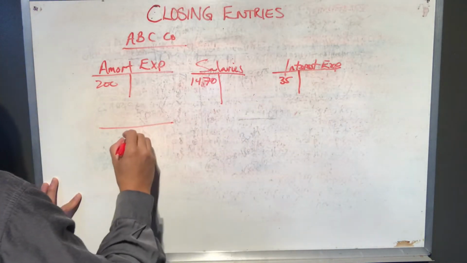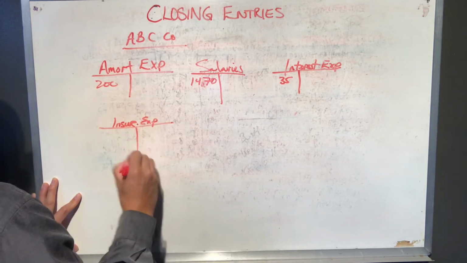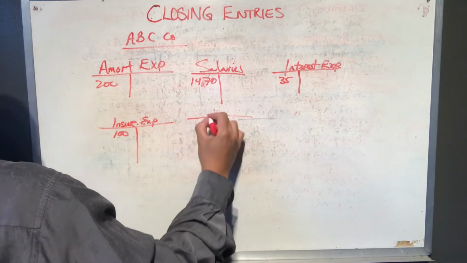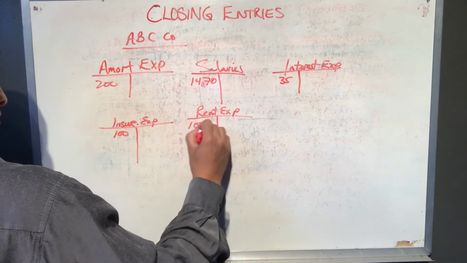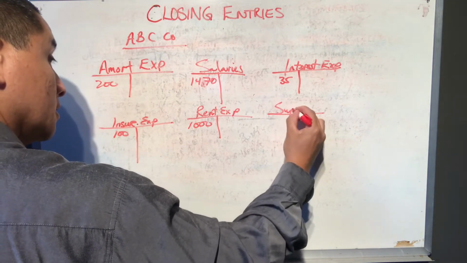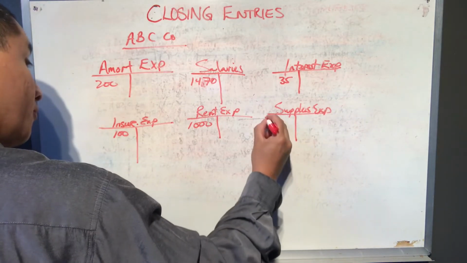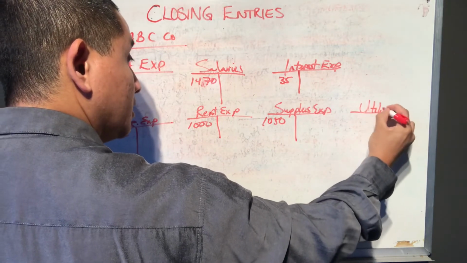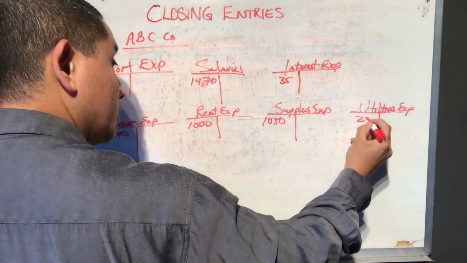We know that there's an insurance expense with a debit balance of about $100. There's another for rent expense, and that one has $1,000 debit in there. And supplies expense, that one has a debit of $1,050. And lastly, let's say that there's a utilities expense, and that one has a debit of $230.